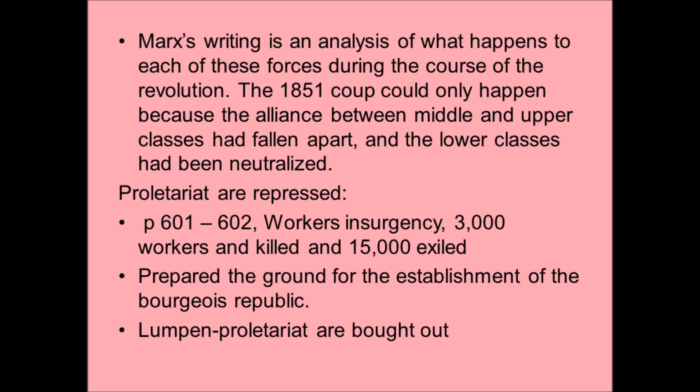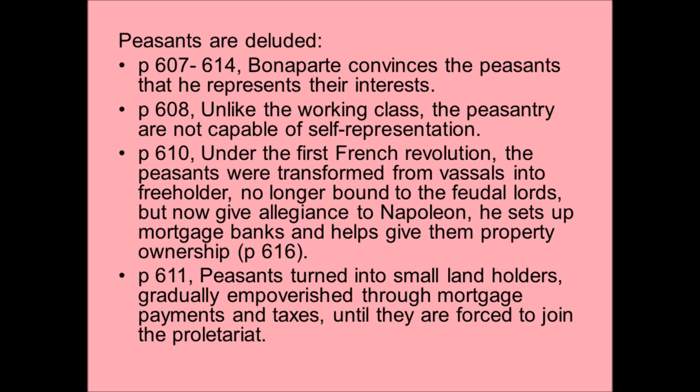The 1851 coup could only happen because the alliance between middle and upper classes had fallen apart, and the lower classes had been neutralized. There was massive repression against the proletariat. On pages 601 to 602, he talks about the workers' insurgency and the 3,000 workers that were killed, as well as 15,000 who were exiled. This repression prepared the ground for the establishment of the bourgeois republic. Marx argues that the Lumpenproletariat were bought out.